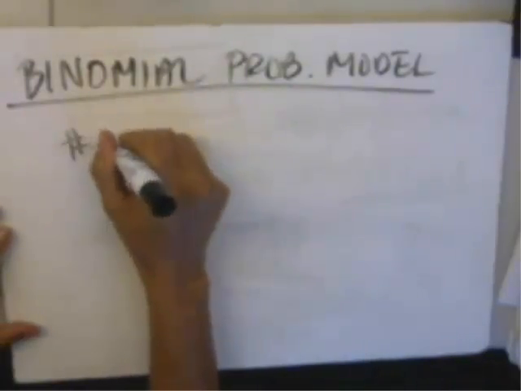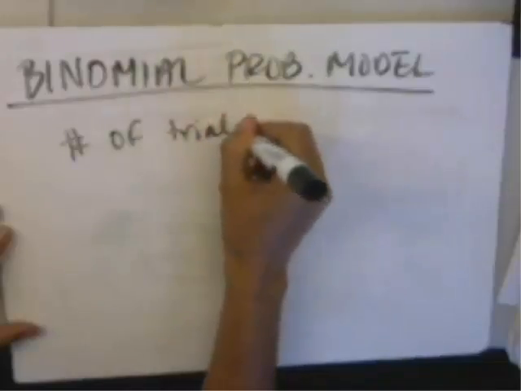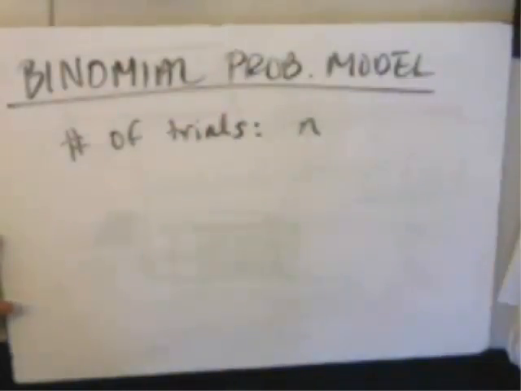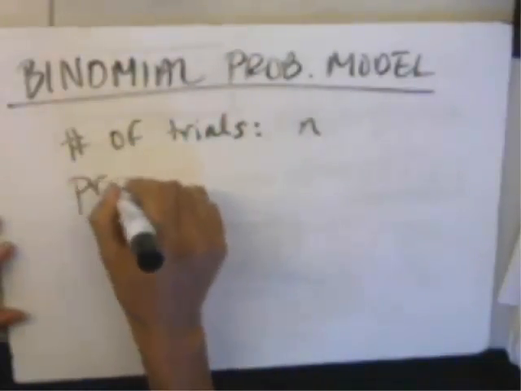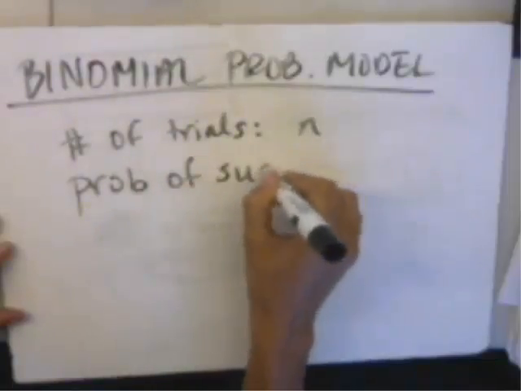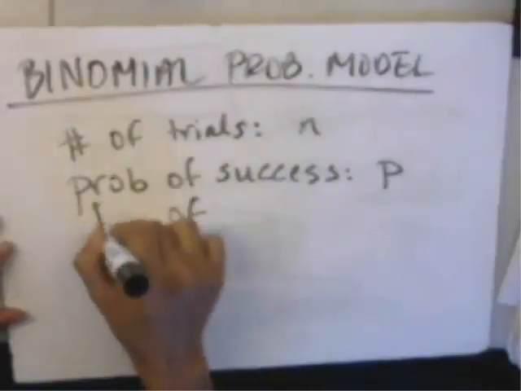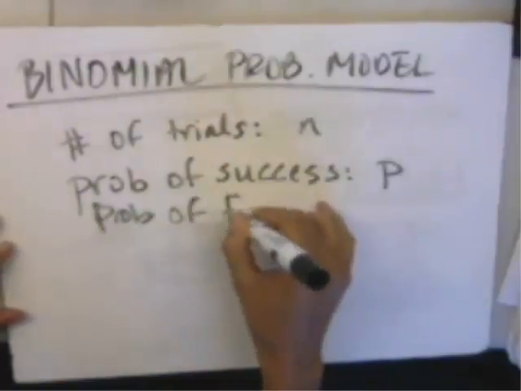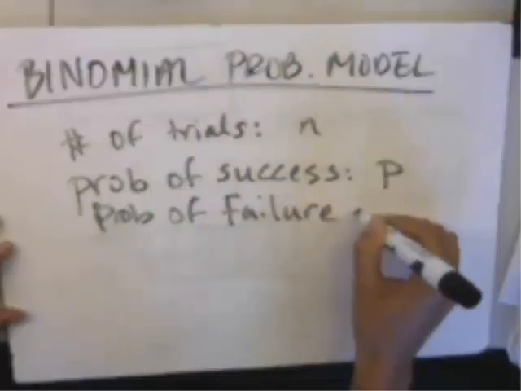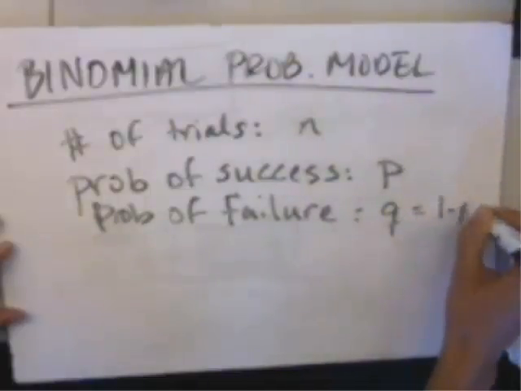The binomial probability model is a bit different. First of all, there's a fixed number of trials. All right, so we'll call that n trials. So the probability of success is the same each time. We call that P, probability of success. The probability of failure is 1 minus P.